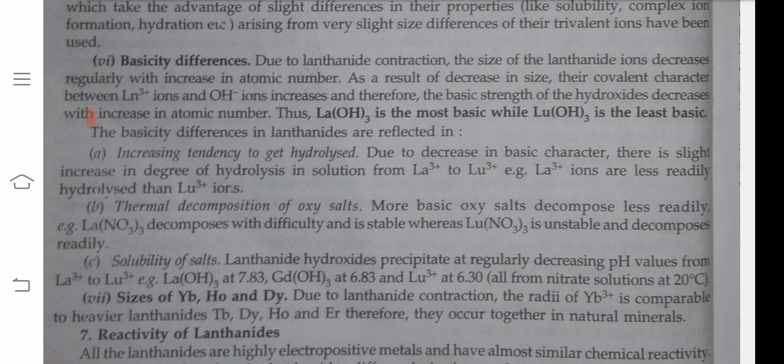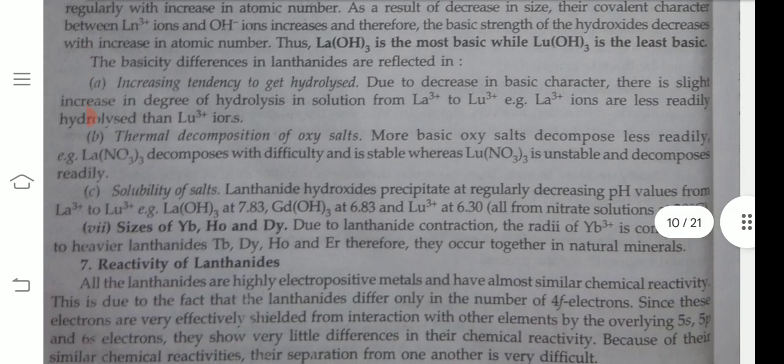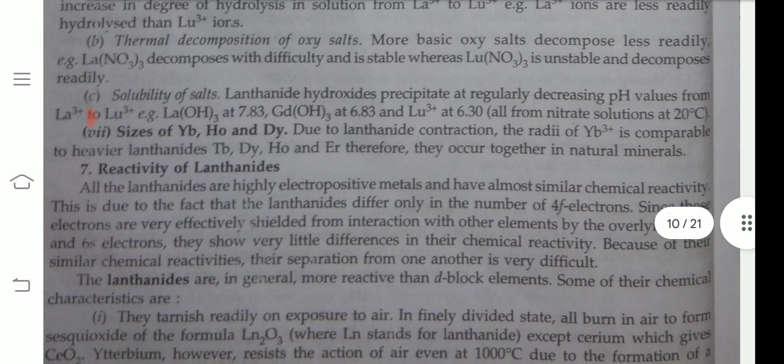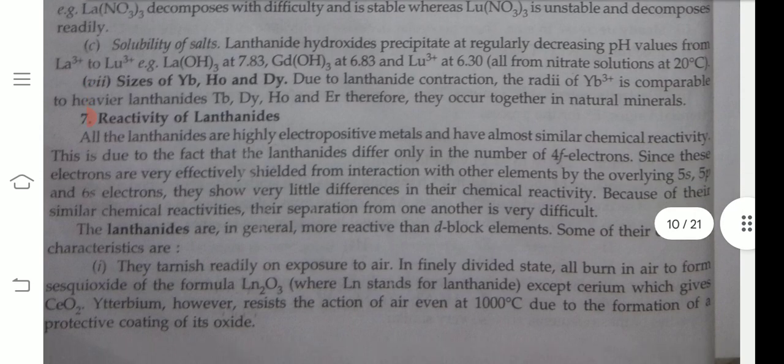The basicity differences in lanthanides are reflected in an increasing tendency to get hydrolyzed. Due to the decrease in basic character, there is a slight increase in the degree of hydrolysis in solution from La3+ to Lu3+. The thermal decomposition of oxysalts: more basic oxysalts decompose less rapidly. Solubility of salts: lanthanide hydroxides precipitate at regularly decreasing pH values from La3+ to Lu3+, at 6.83 and 6.30 respectively.